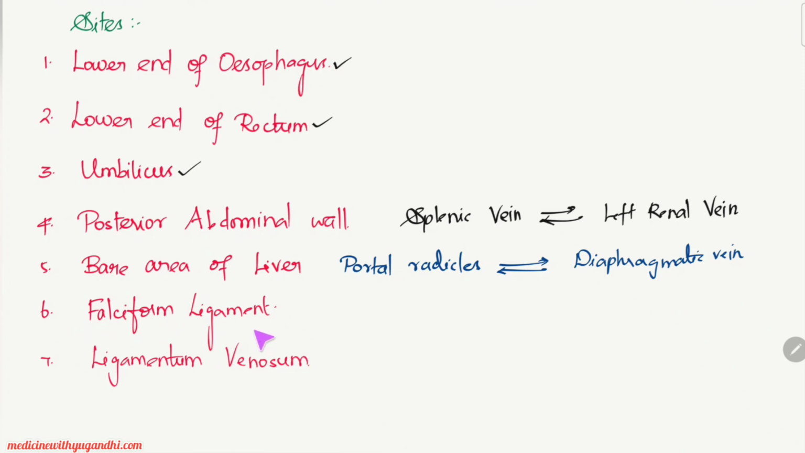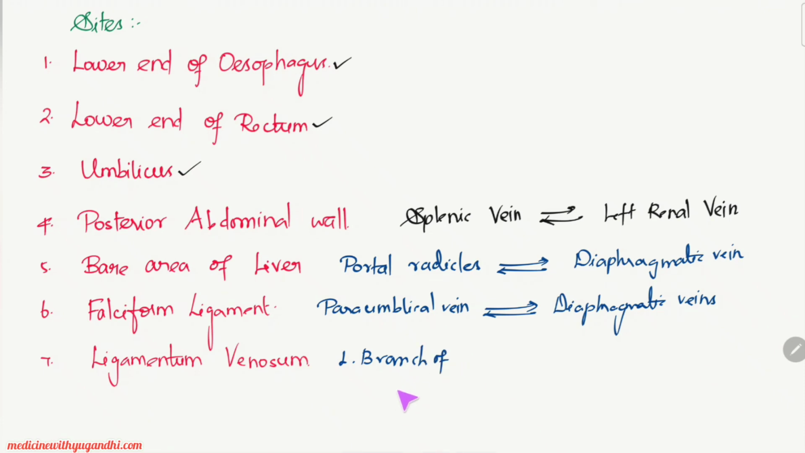Again, at the falciform ligament, the paraumbilical vein anastomoses with the diaphragmatic veins. Coming to the last site, that is at the site of ligamentum venosum, the left branch of the portal vein anastomoses with the inferior vena cava. The inferior vena cava, the caval system, is a systemic vein, and it anastomoses with the left branch of the portal vein.